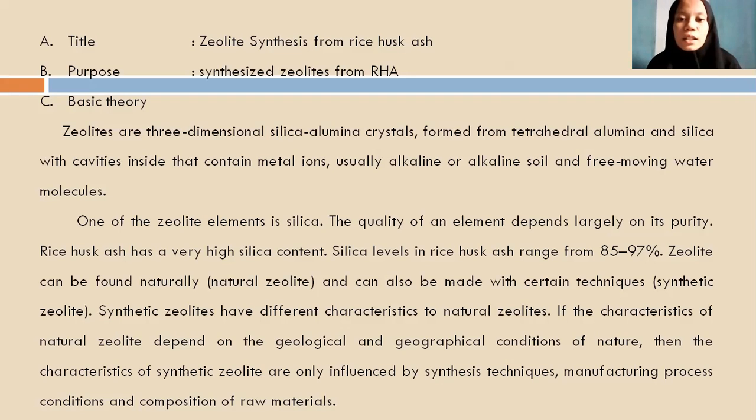Silica levels in rice husk ash range from 85 to 97%. Zeolite can be found naturally and can also be made with certain techniques.